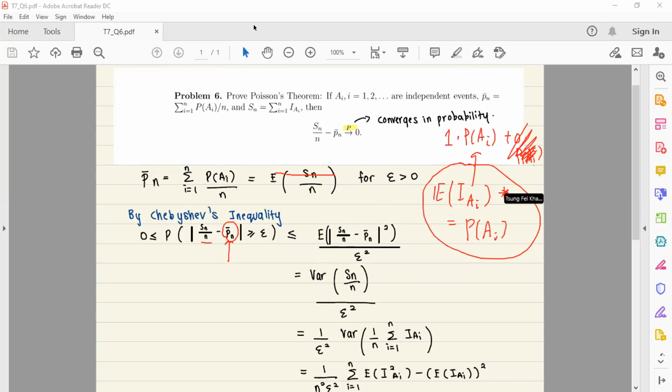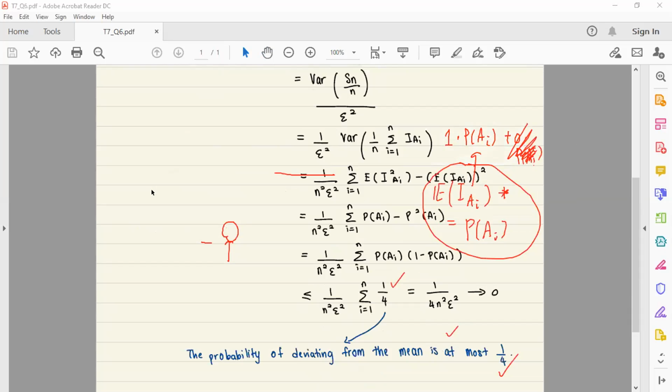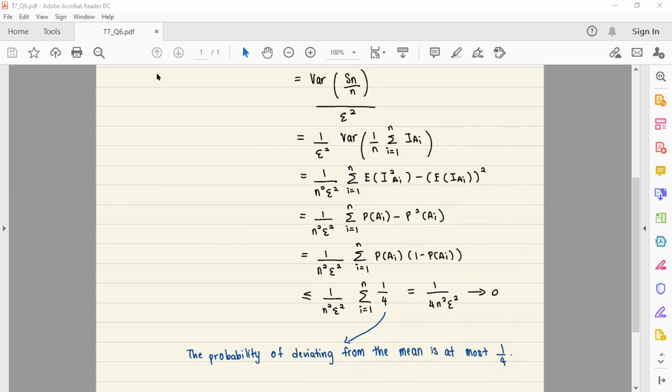So once you have this, apply Chebyshev. And then over here, you make use of the definition. So then you have this. Once you are here, this one you apply the definition. This one, I squared is basically just 1 squared, so you still get this thing. And here this is a sum, this is the product, so then you have this.